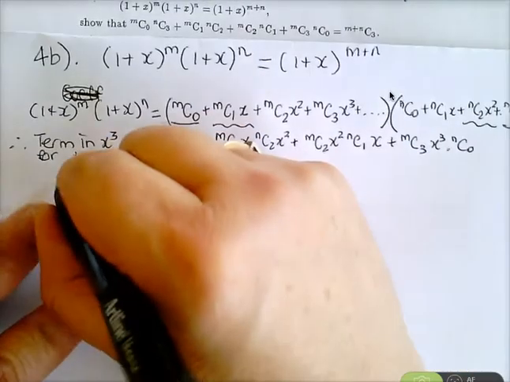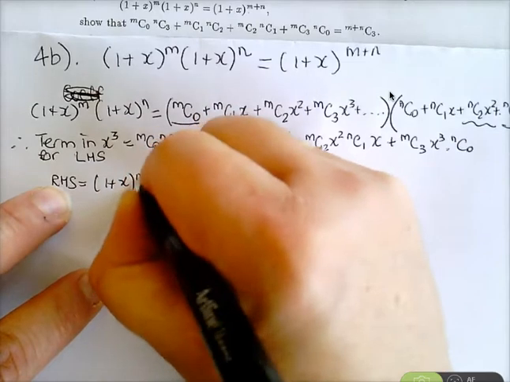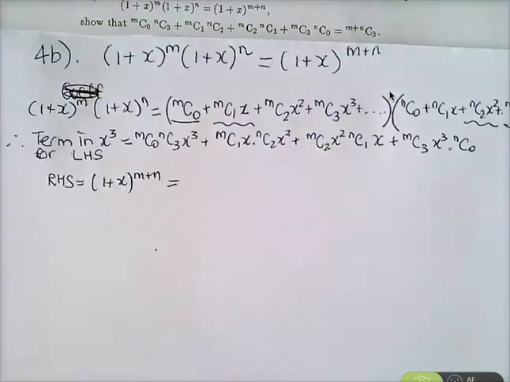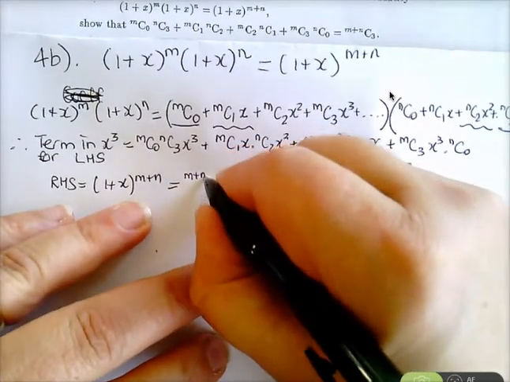Now, your right-hand side is (1 plus x) to the m plus n. You can just write out the first four terms. All good?